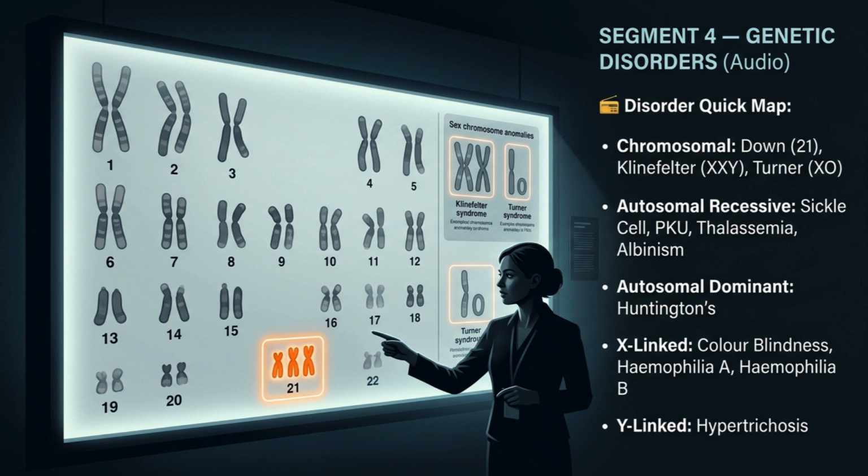Phenylketonuria, PKU. Lack of enzyme phenylalanine hydroxylase causes phenylalanine accumulation, leads to intellectual disability if untreated. Huntington's chorea, autosomal dominant, progressive degeneration of basal ganglia, onset in middle age, caused by expanded CAG trinucleotide repeats. Each child of an affected person has a 50% chance of inheriting it.